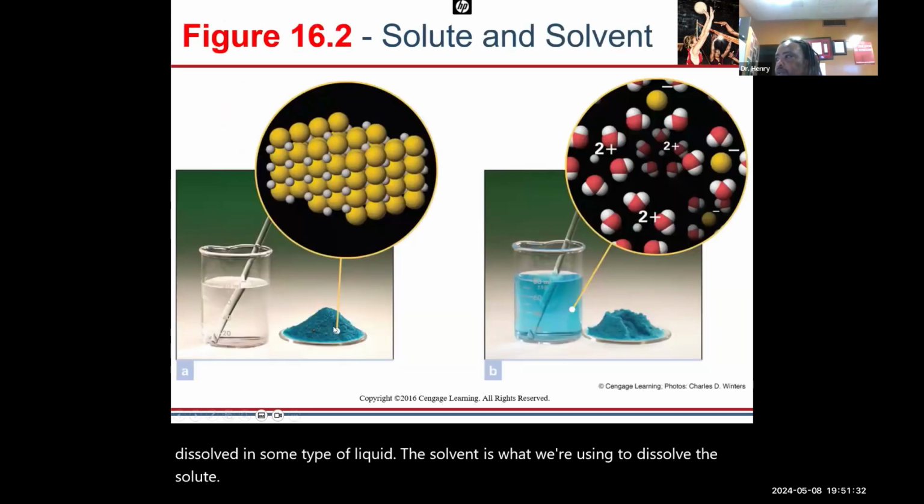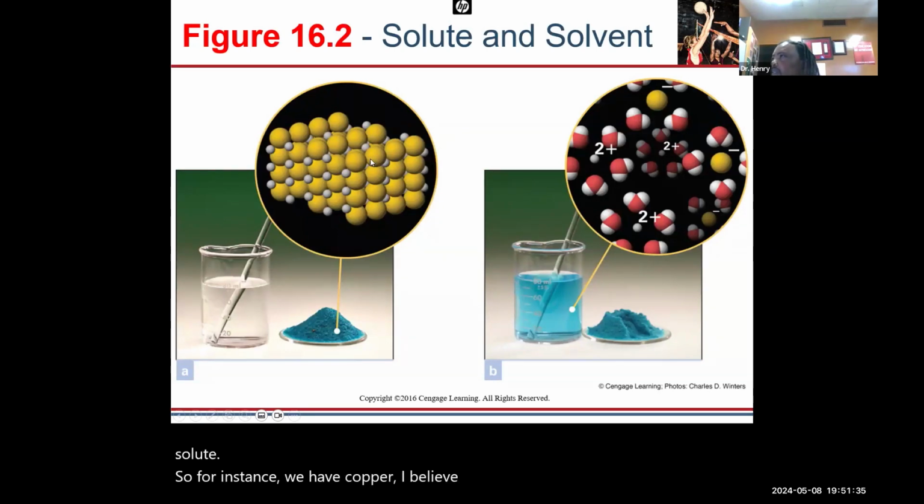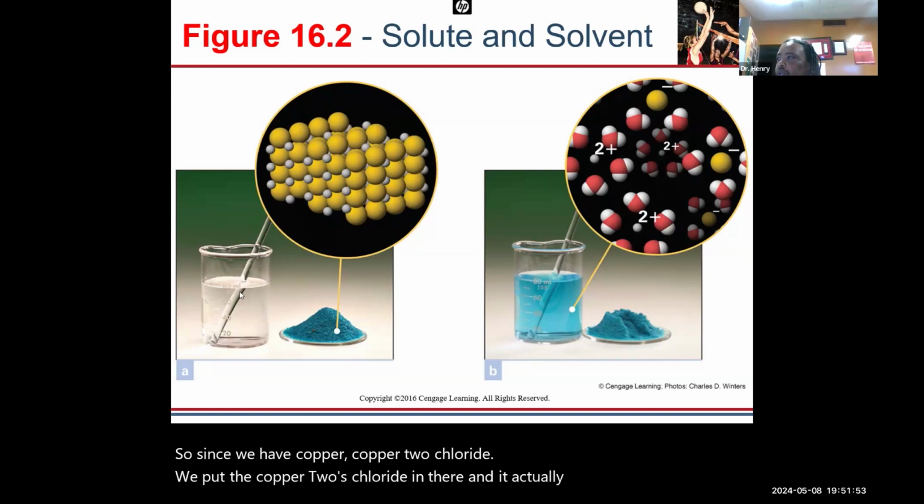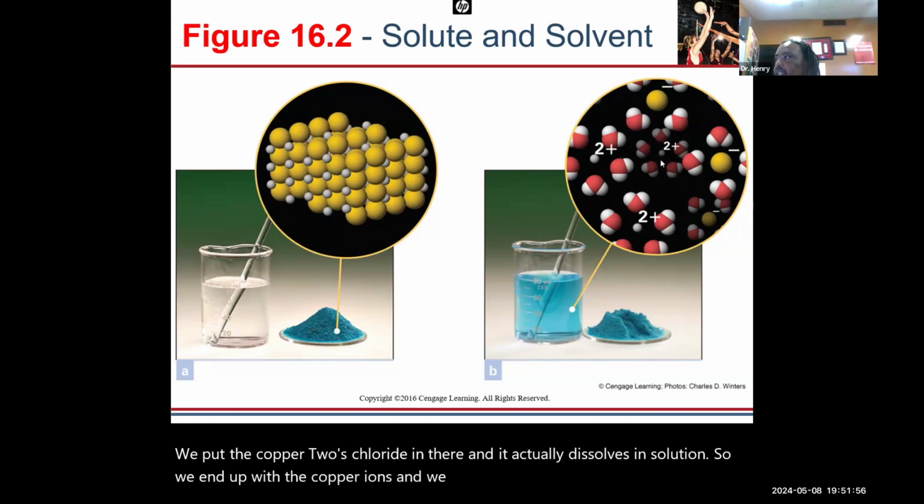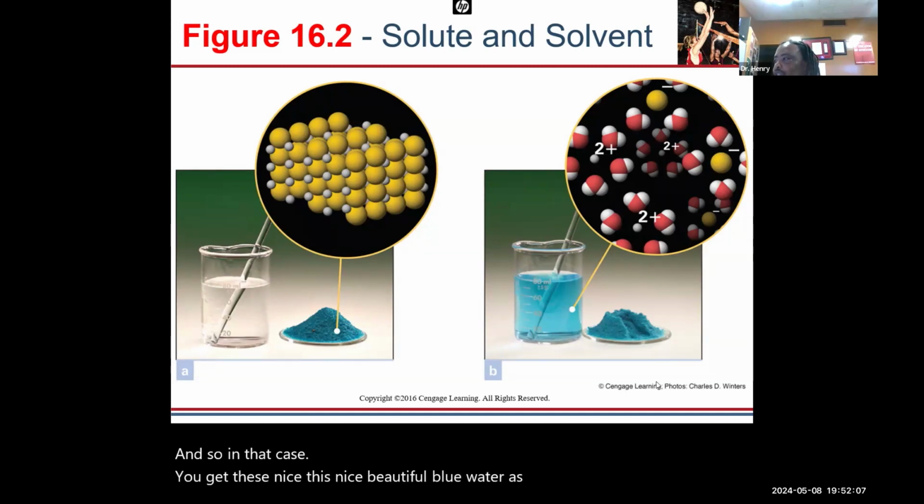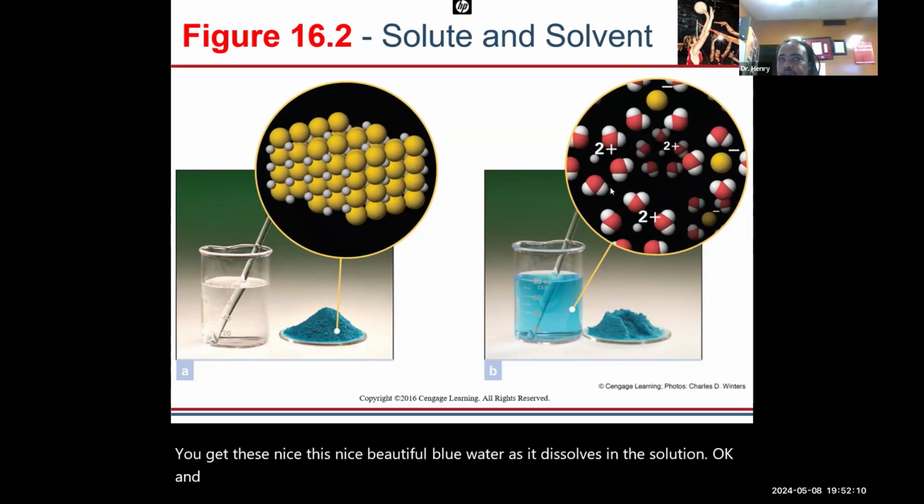So for instance, we have copper, I believe this is copper chloride. So since we have copper 2 chloride, we put the copper 2 chloride in there and it actually dissolves in solution. So we end up with the copper ions and we have chloride ions in there as well. And so in that case, you get this nice, beautiful blue water as it dissolves in the solution. Okay. And this is just basically showing you that it actually will dissolve and it'll form its ionic components.